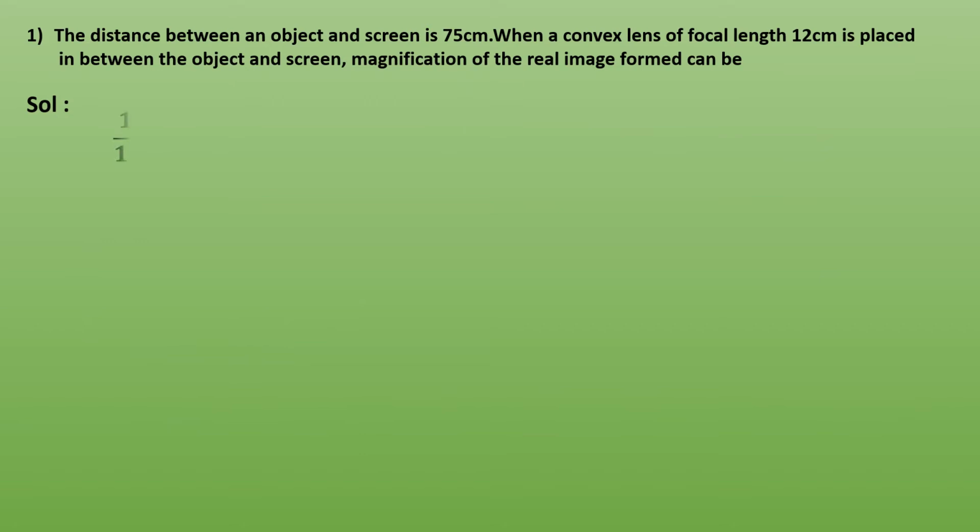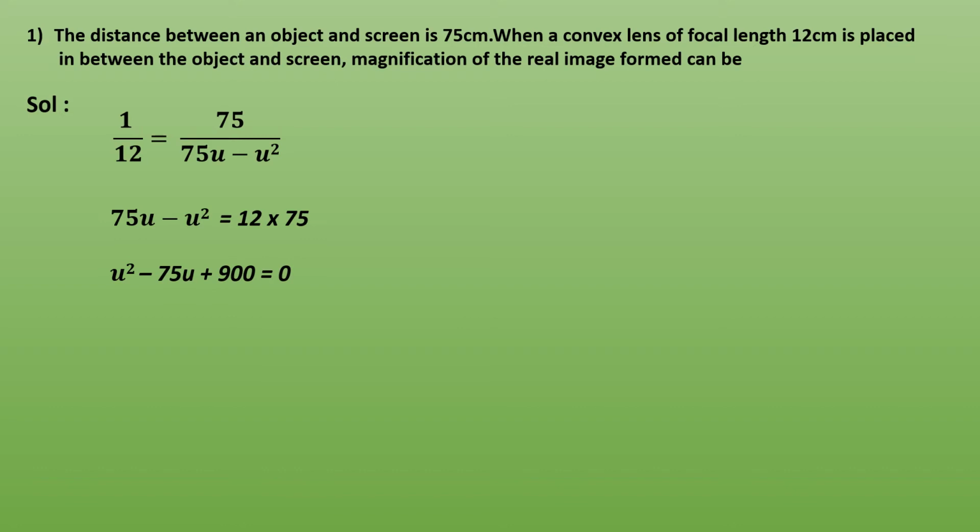Now 1 by 12 is equal to 75 by 75u minus u square. By cross multiplying we get 75u minus u square is equal to 12 into 75, and if we simplify this we get u square minus 75u plus 900 is equal to 0. Now we have to find the value of u, and it can be found by using the equation u is equal to minus b plus or minus square root of b square minus 4ac by 2a, where a is equal to 1, b is equal to minus 75, c is equal to 900.